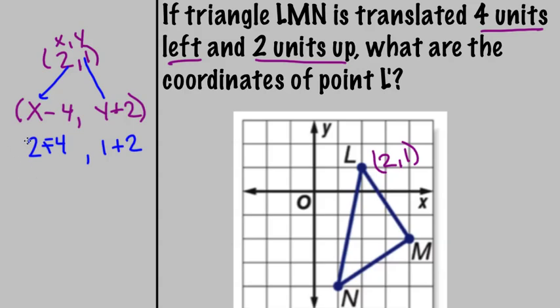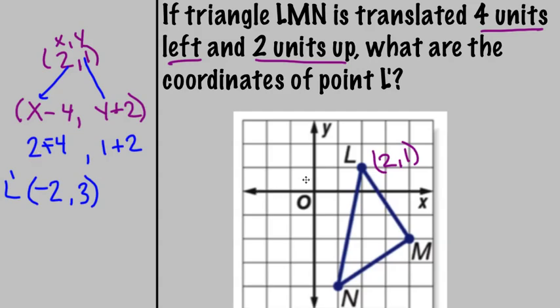2 minus 4, tick tock. 2 on the positive team, 4 on the negative team. The negative team will win by 2. And over here, they're all together, super easy, just a 3. So L prime should be -2, 3.